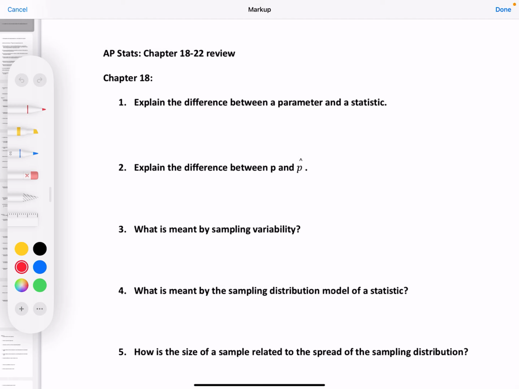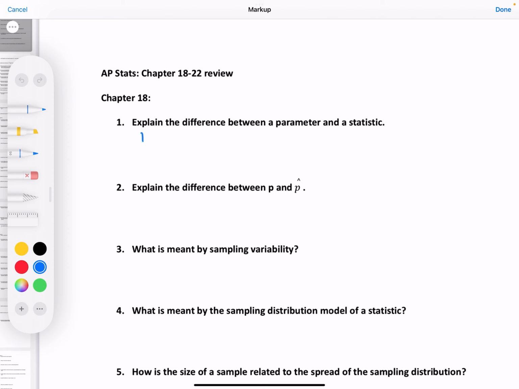Ones you need for the quiz/test when the test rolls around. So explain the difference between a parameter and a statistic. A parameter is used to describe a population. A statistic is used to describe a set of data.